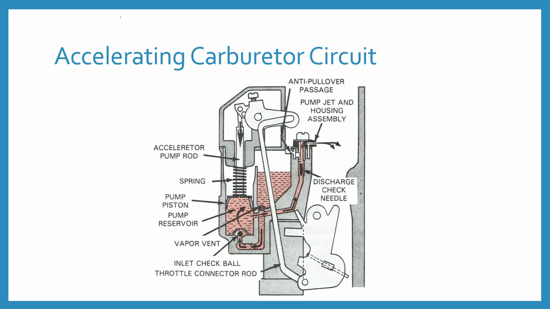Here is an anti-pullover passage. This one is the pump jet and housing assembly. This one is the discharge needle check. This one is the throttle connecting rod. Here is the inlet check valve. Here is the vapor vent. This one is the pump reservoir. Here is the pump piston spring, and this is the accelerator pump rod.